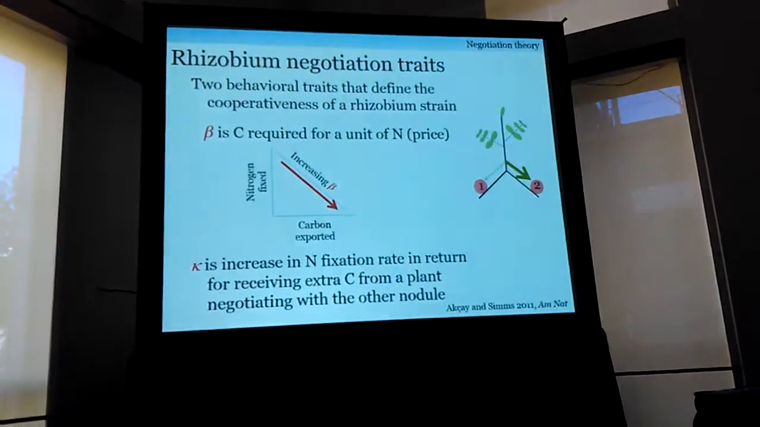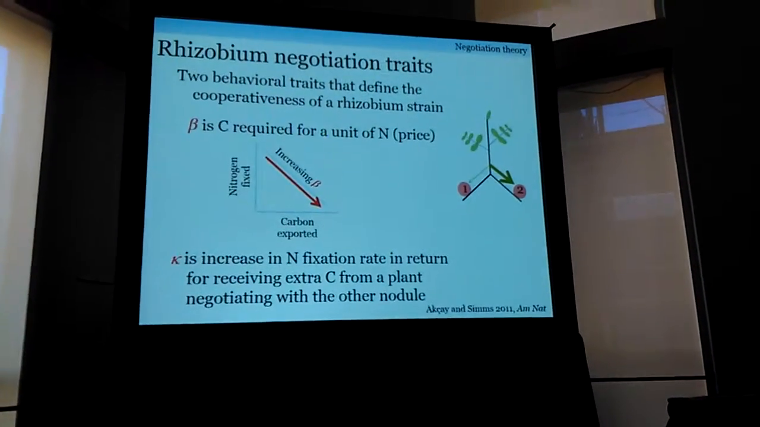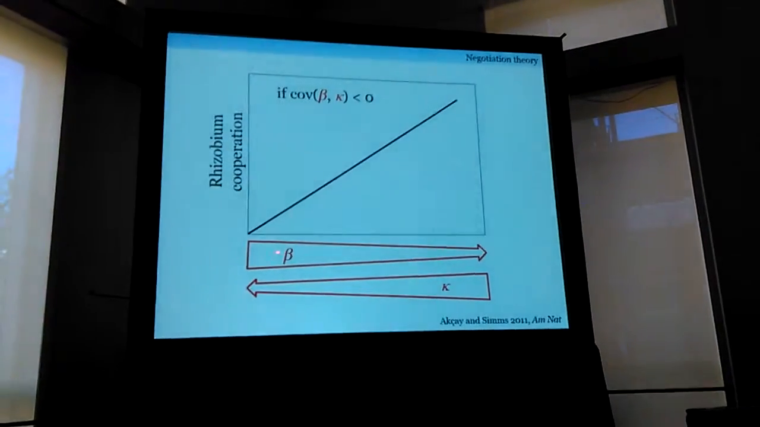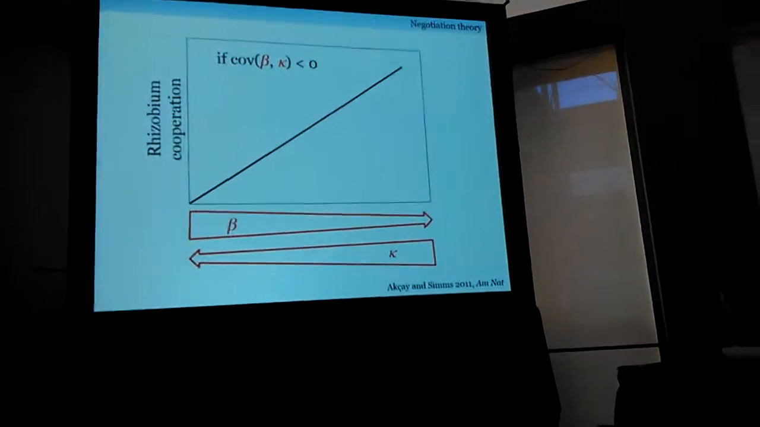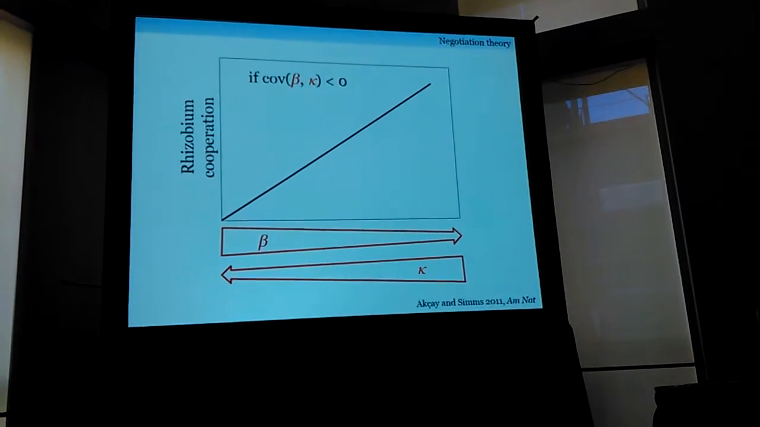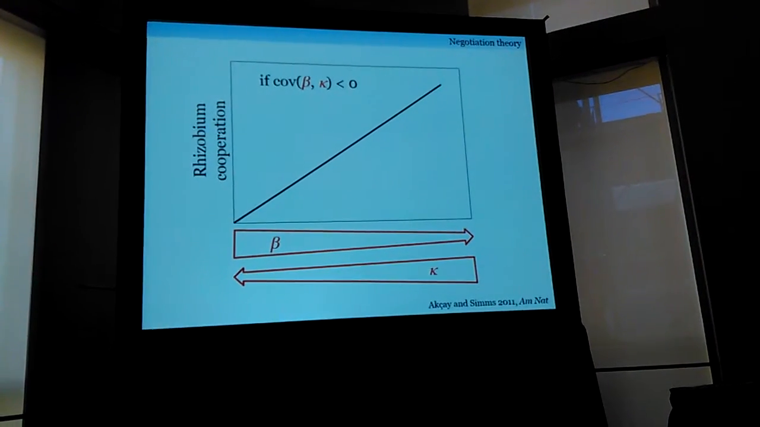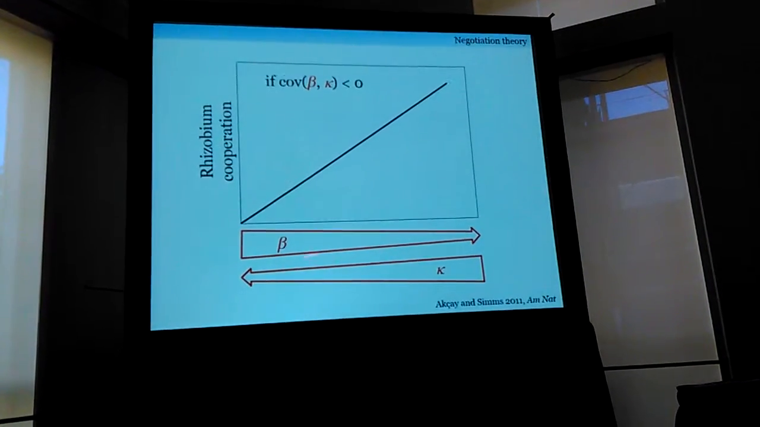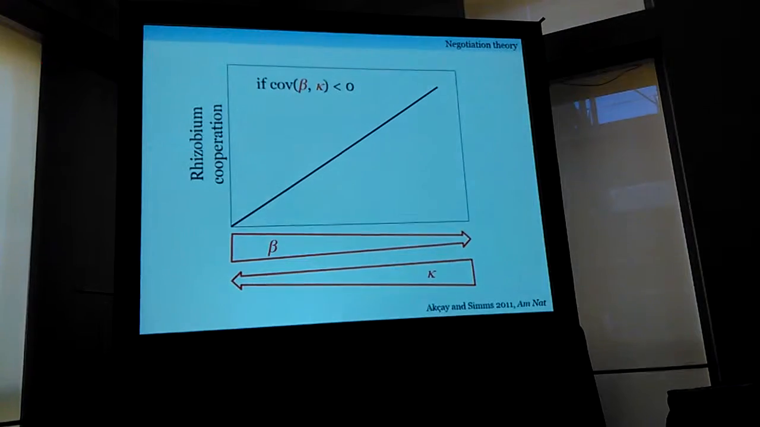Okay, so we have these two cooperation traits, and one thing to know about these two cooperation traits is that they have to be negatively genetically covarying for there to be variation in the population in cooperation. So for the plant to be able to choose between more and less cooperative rhizobia, you have to have this negative genetic covariance between these two traits.